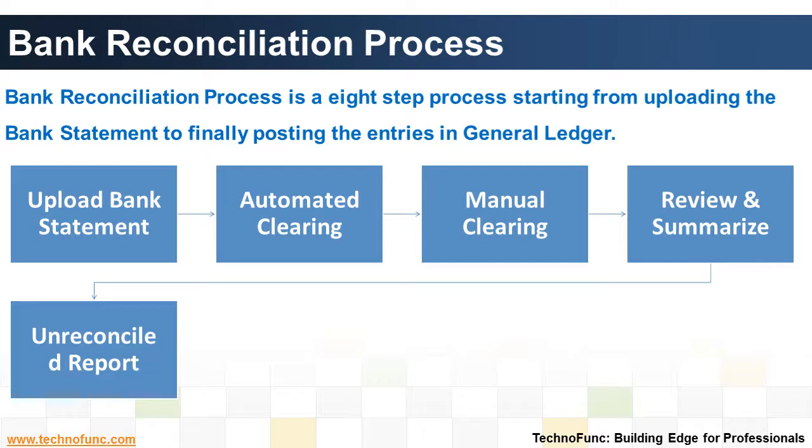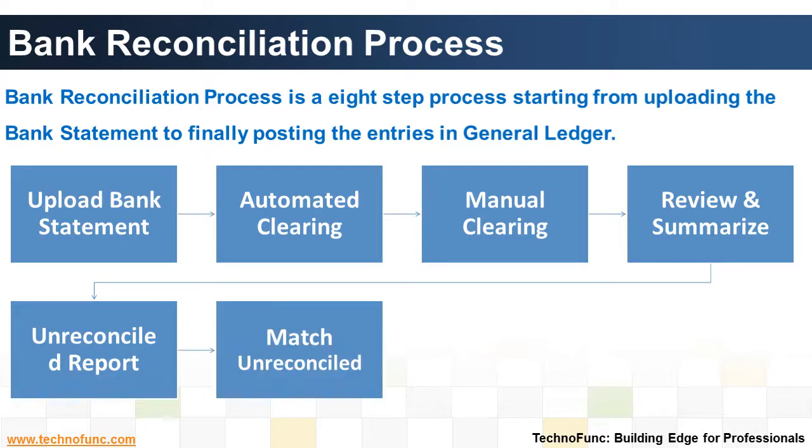Step 5 is to generate unreconciled report. Generate a report with list of all unreconciled entries for further decision making and matching. Step 6 is to match unreconciled entries. Unmatched entries as reported by unreconciled report are to be investigated and matched manually.